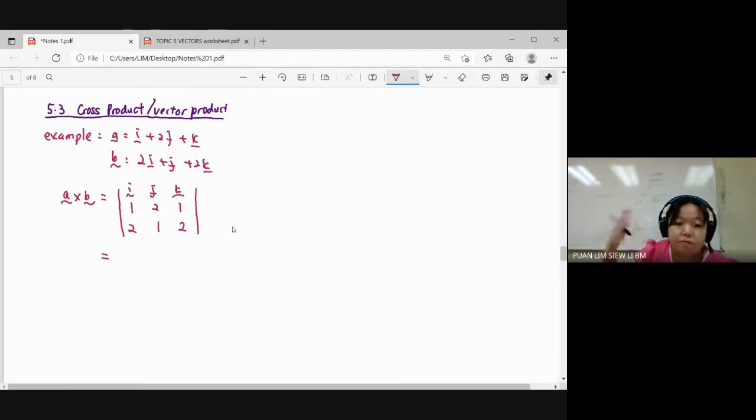So refresh back your matrices. Determinant 3 by 3. Okay. So something I. You all remember or not? Minor A11, M11 minus A12, M12 plus A13, M13, minor and element. So kalau tak ingat apa, you hafal balik semula.